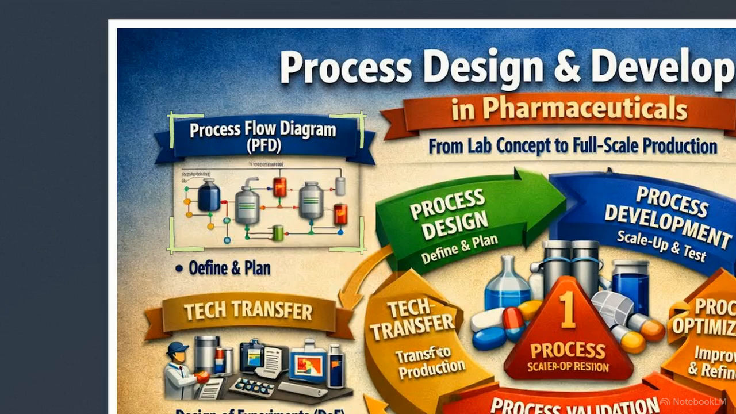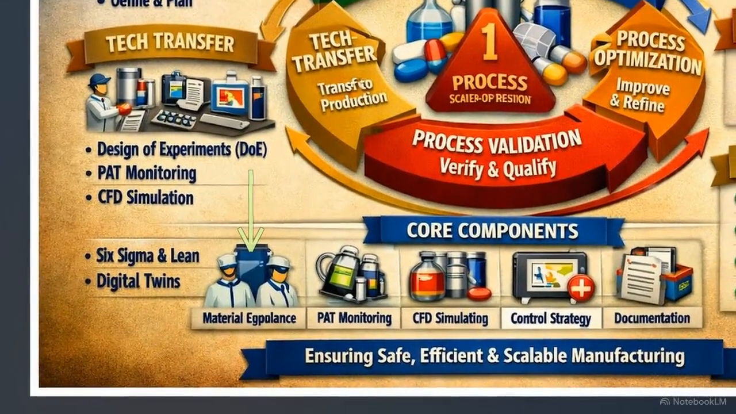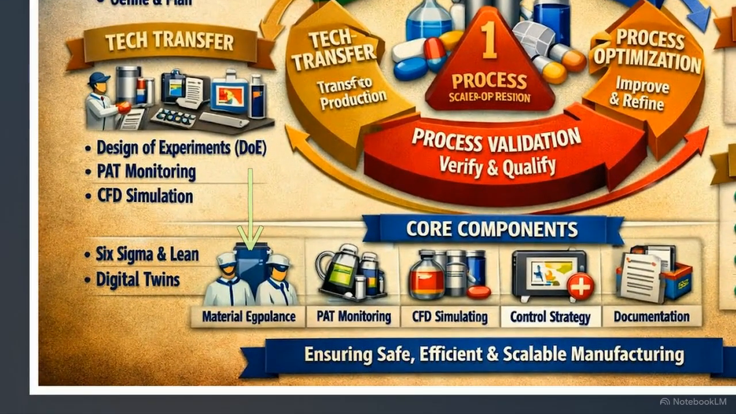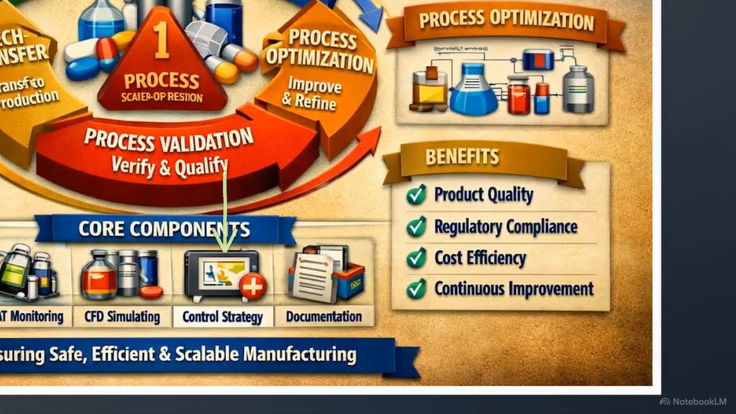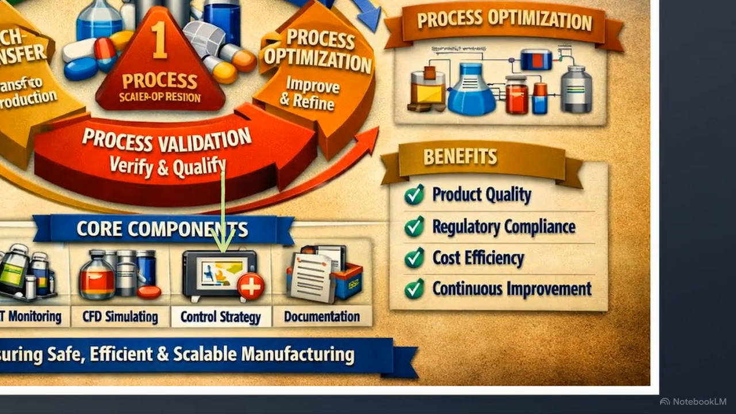Supporting these stages are 5 core components, starting with the process flow diagram. This maps the foundational material and energy balances for the entire run. These inform the control strategy, strict protocols dictating how variables like temperature, pressure, and humidity are managed and documented.